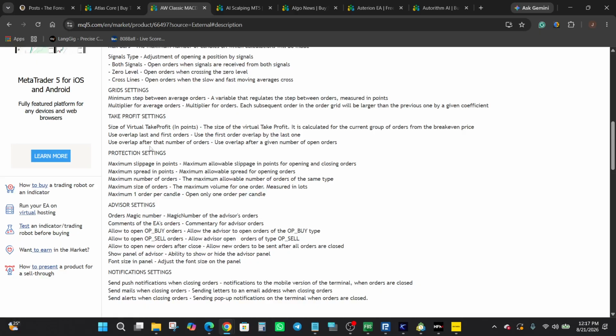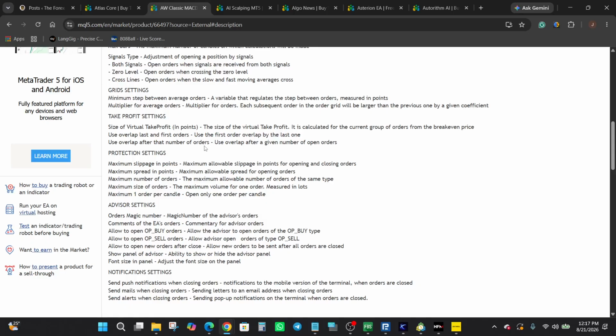which uses virtual take profit calculated from the break-even price of the current group of orders. There are also settings for overlapping the first order with the last order and deciding after how many open orders that overlap should be used.